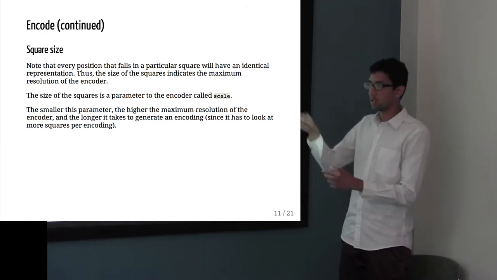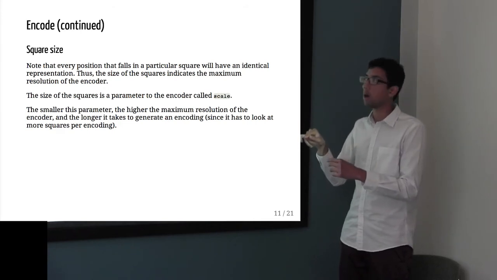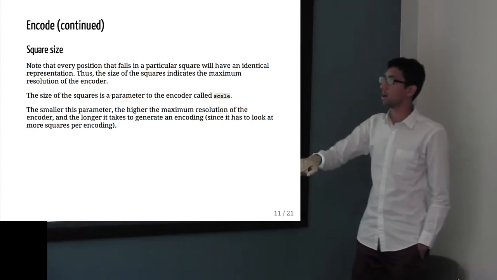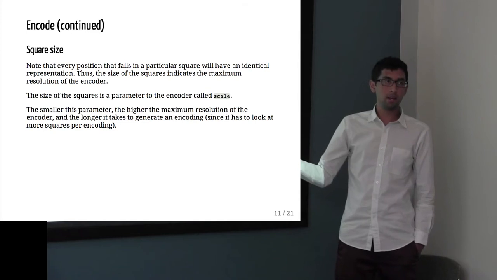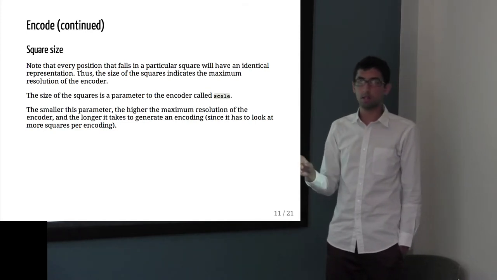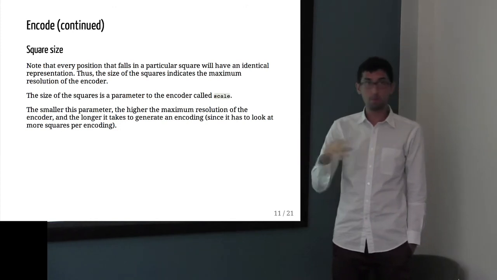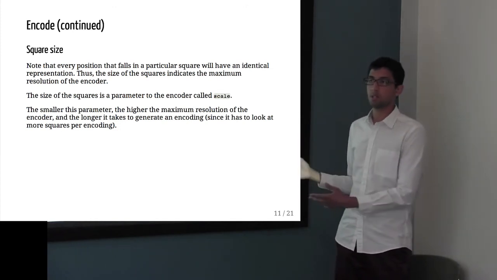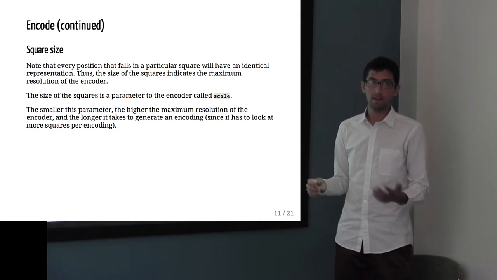every other position that also falls into that square is going to end up having an identical representation in the SDR. So the square is some size, and there are many possible positions in that square. Each of those positions is going to have the same representation by our encoding. So the size of the square reflects the maximum resolution of the encoder. By reducing the scale parameter, you increase the maximum resolution. Now remember, the actual resolution can be determined by the speed, but the maximum resolution is determined by the scale. If you set that lower, you'll have a higher maximum resolution.